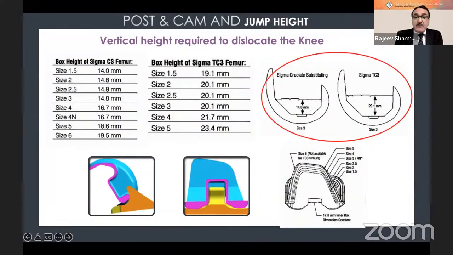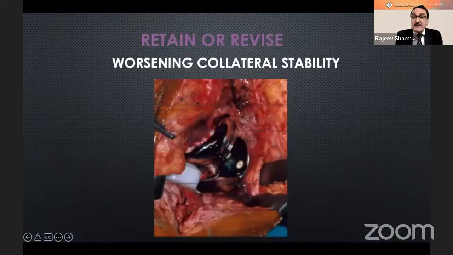Now here we compare the Sigma PS implant and the more constrained TC3 implant, and you can see that the box and cam both will be larger. But just having a larger cam and larger post is not enough. The basic stability, in my mind, is very important, and that's what we will discuss in the next few slides.